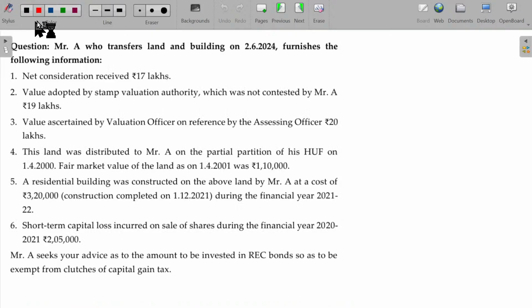Now here, Mr. A, who transfers land and building on 2/6/24, furnishes the following information. Net consideration received 17 lakhs. Value adopted by the stamp valuation authority, which was not contested by Mr. A, being 19 lakhs. Okay, value ascertained by the valuation officer on reference being 20 lakhs. So this is the actual sale consideration, this is the stamp duty value, this is the valuation officer value. Three values are there.